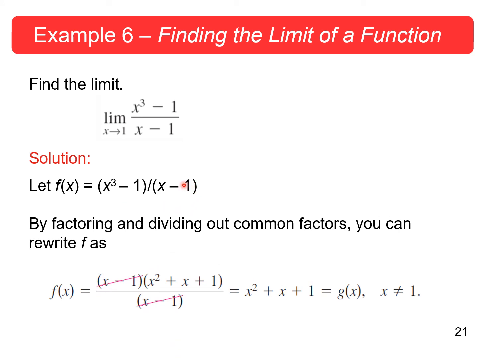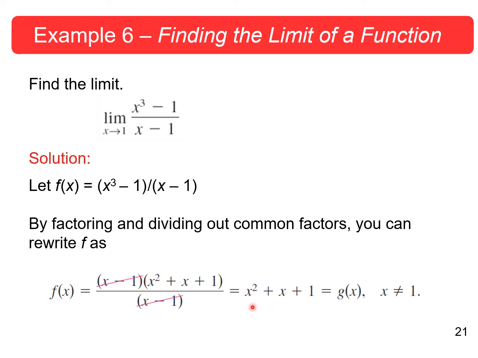And then we will simplify by factoring the numerator first. The numerator can be factored into x minus 1 times x squared plus x plus 1, and then copy the denominator. Notice that I can cancel out the common factor x minus 1 in both the numerator and the denominator. And so we have another function, which is equal to x squared plus x plus 1.